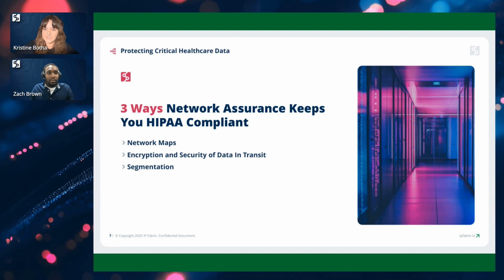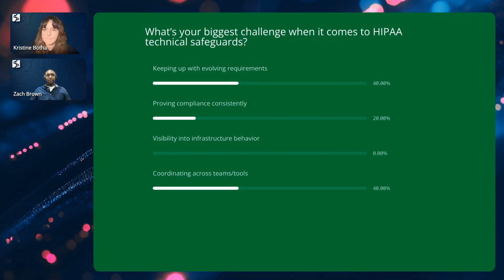Before we move on to the demo, let's share the results of the first poll. Okay, so 40% for keeping up with evolving requirements. Yes, they are changing all the time. We've got a couple of votes for proving compliance consistently and then coordinating across teams and tools. Yes, having that one language that you're speaking to security and network teams through is very, very challenging. I agree. All right, so I'm going to stop sharing and let Zach take over for our demo.